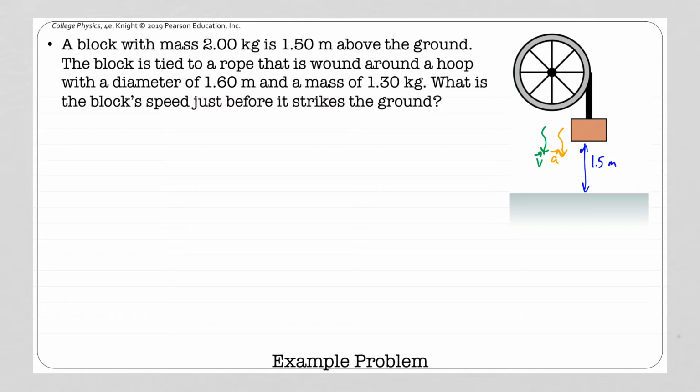What we can see from this problem here is that as the block falls, it's going to pull on the rope. As that rope pulls, it's going to cause the hoop to rotate with it. We can imagine that hoop is going to have some sort of angular motion. As it rolls, it's going to unspool the string and let the block fall to the ground. So we're trying to find the speed as it covers this distance.